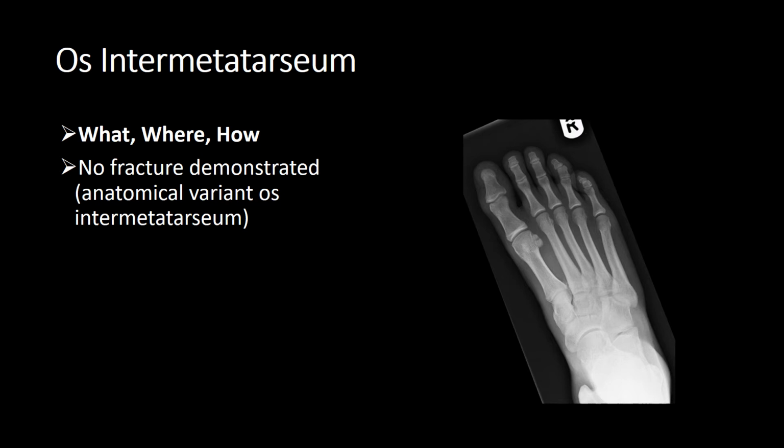If you had an exam question, how would you answer it? Where, what and how? So all you need to write is no fracture demonstrated, anatomical variant os intermetatarsium, and that'll do well. Let's move on.